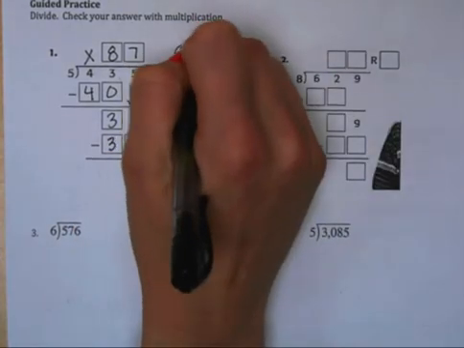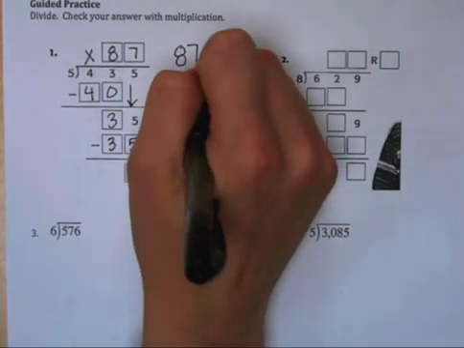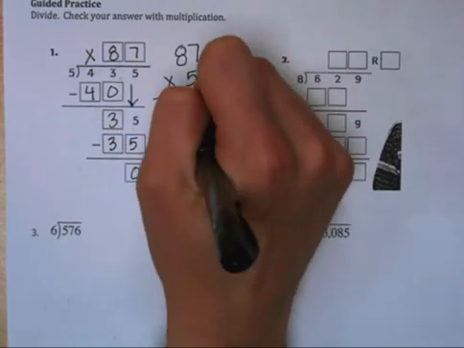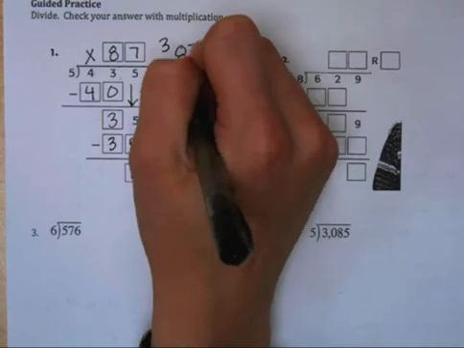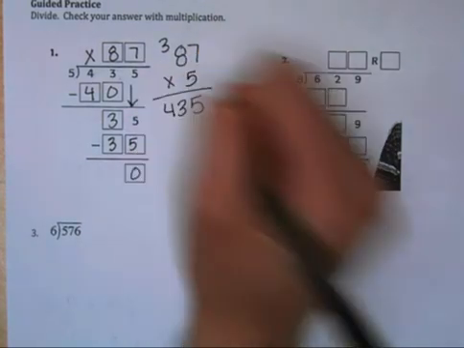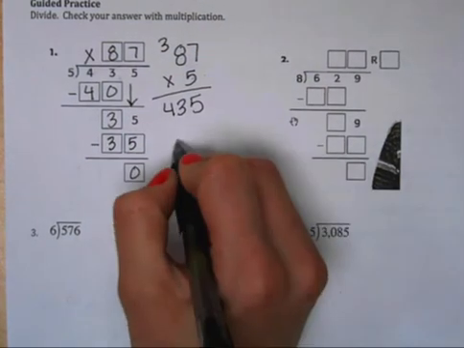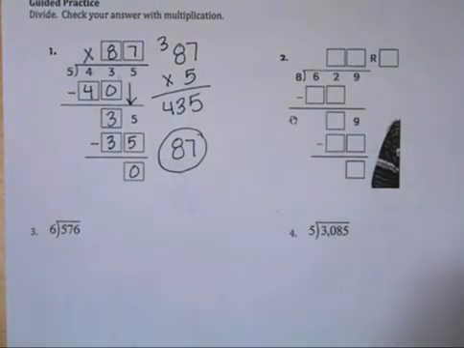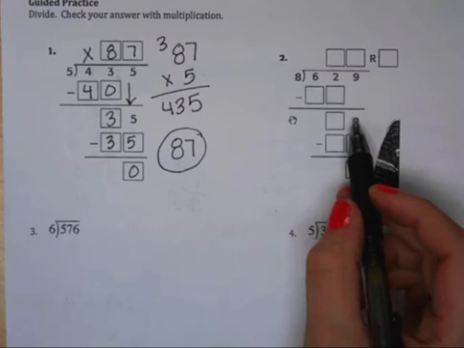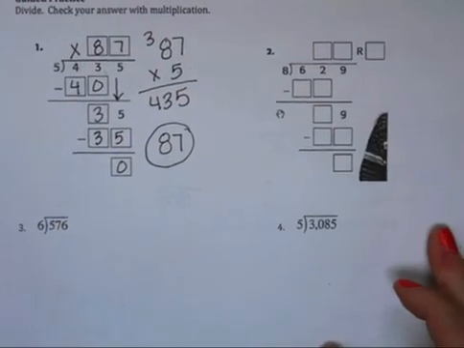If we check our answer using multiplication, we have 87 times 5. 7 times 5 is 35, carry our 3. 5 times 8 is 40, plus 3 is 43, 435. So we know our answer for that one was correct. 87 is our final answer. Number 2. This will be the last one I'm doing with you, and I'll ask you to do the rest of them on your own.